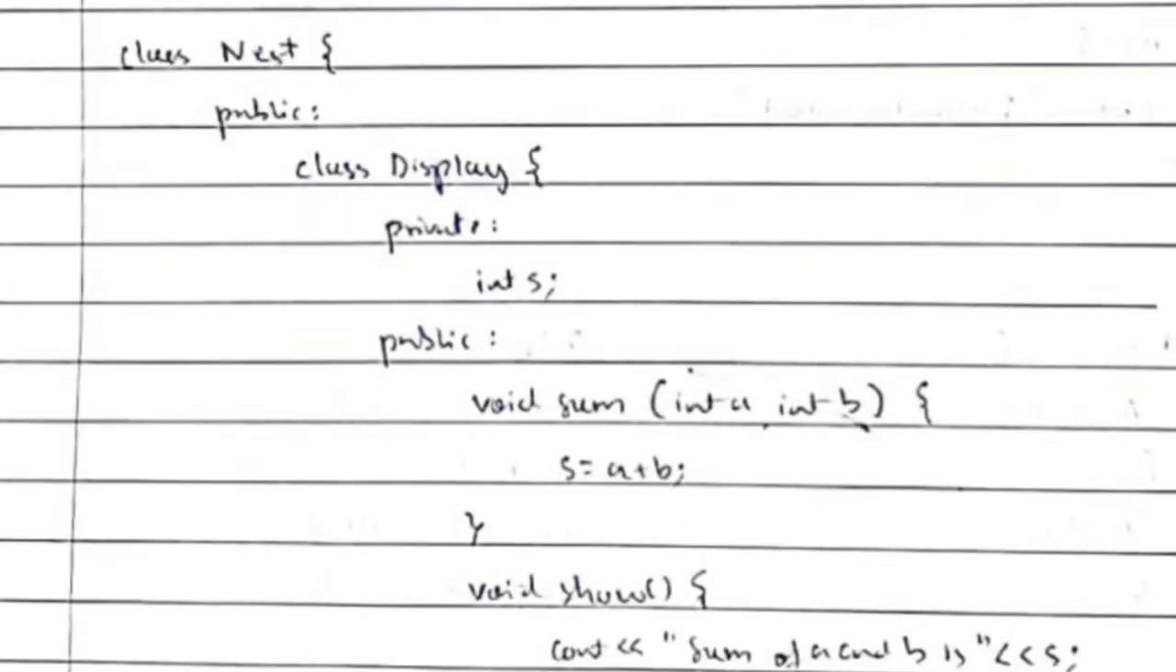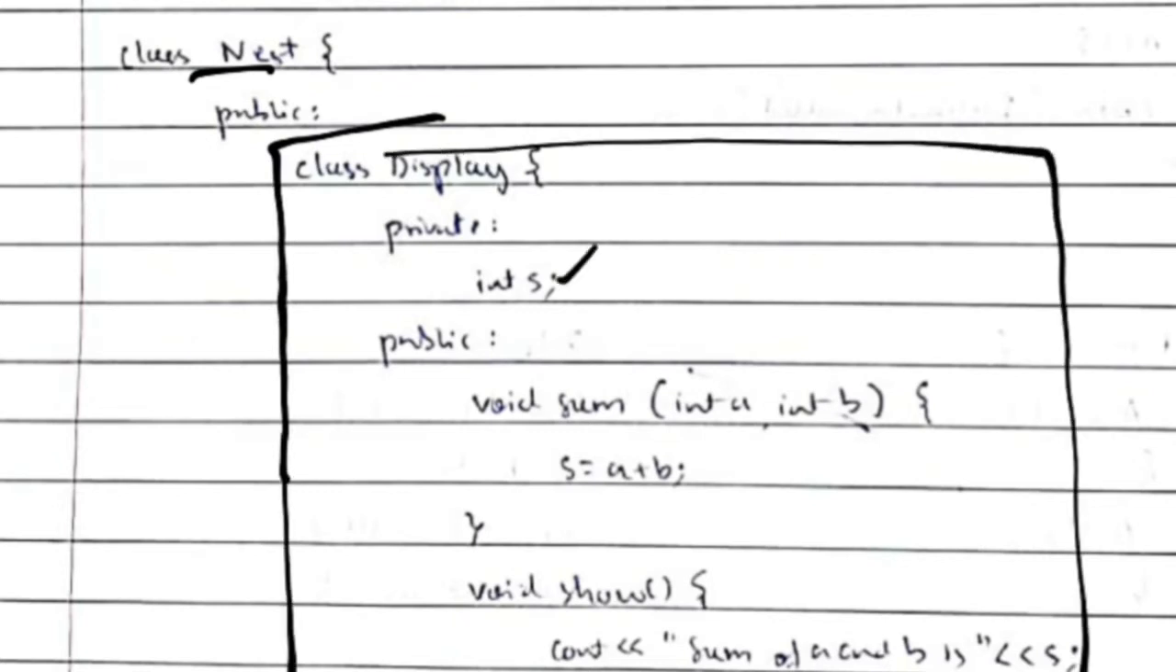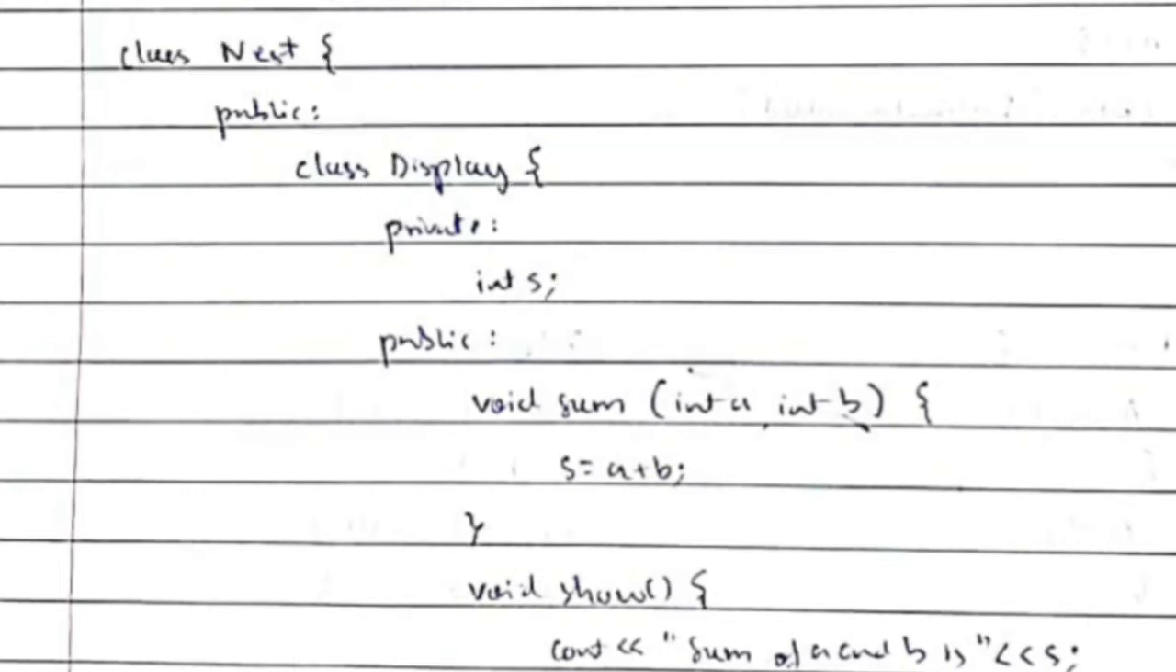Okay, this is another example where the class nest is defined, and inside the public section the class display is defined. So this is the class display which has a private member which is S, and two functions, void sum and void show. Okay, so this is a class inside the class nest, and if I want to create an object of display, at that time what's the syntax?